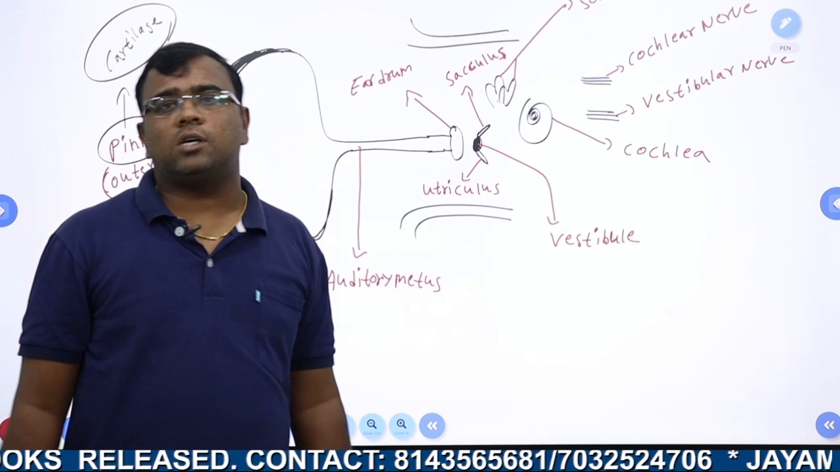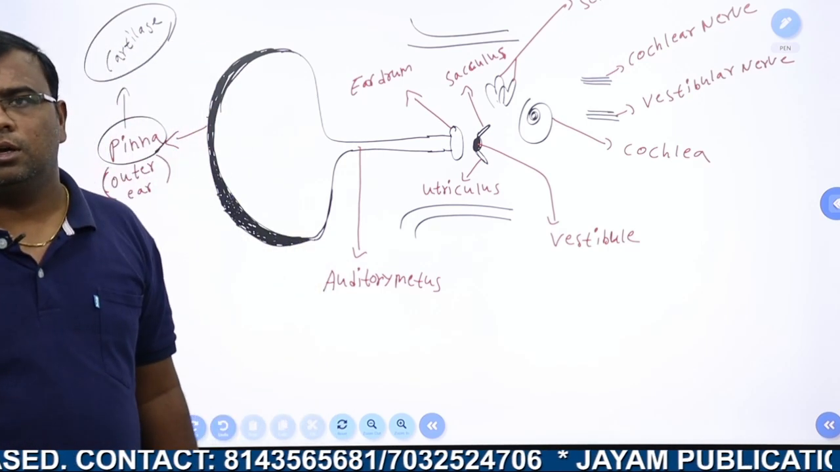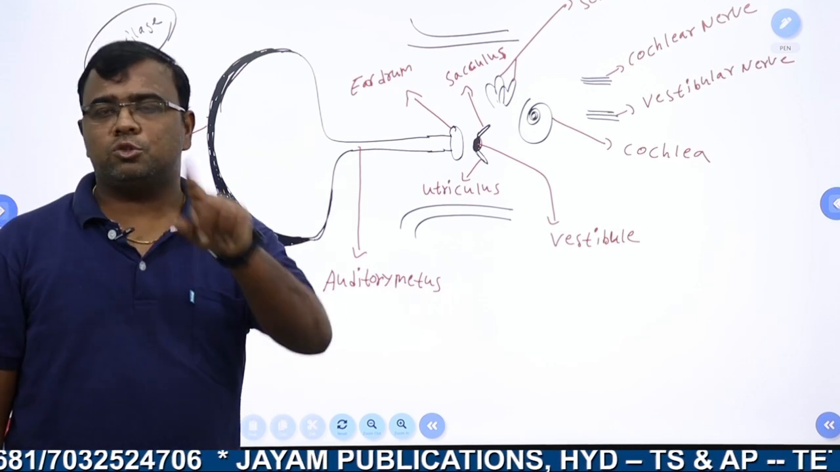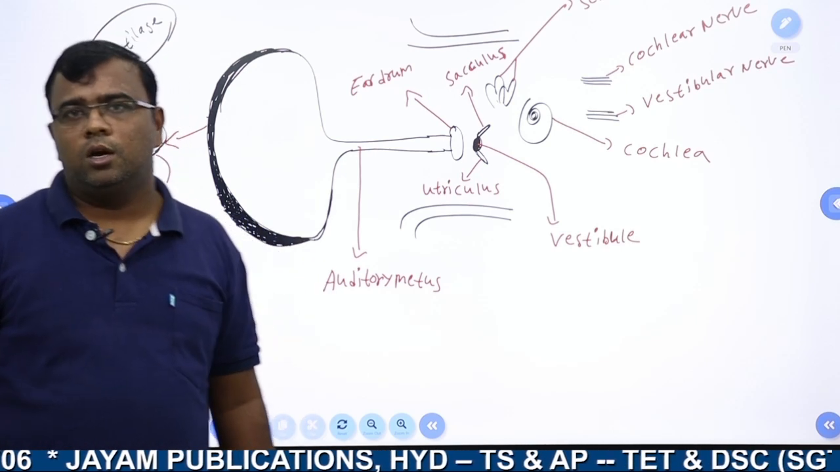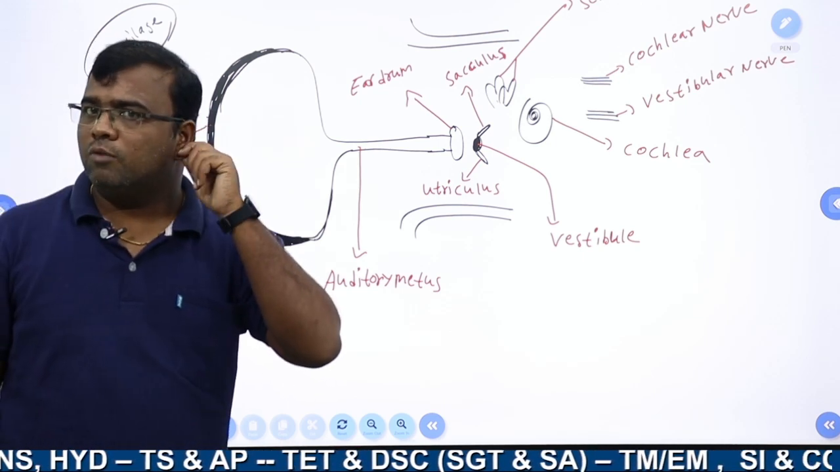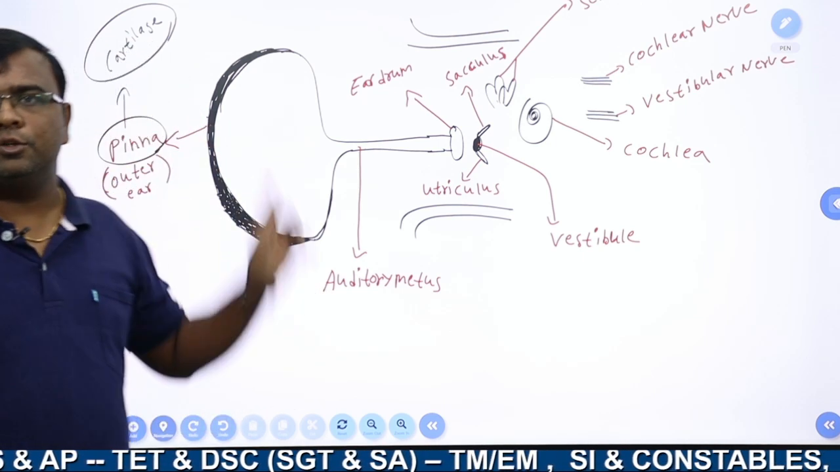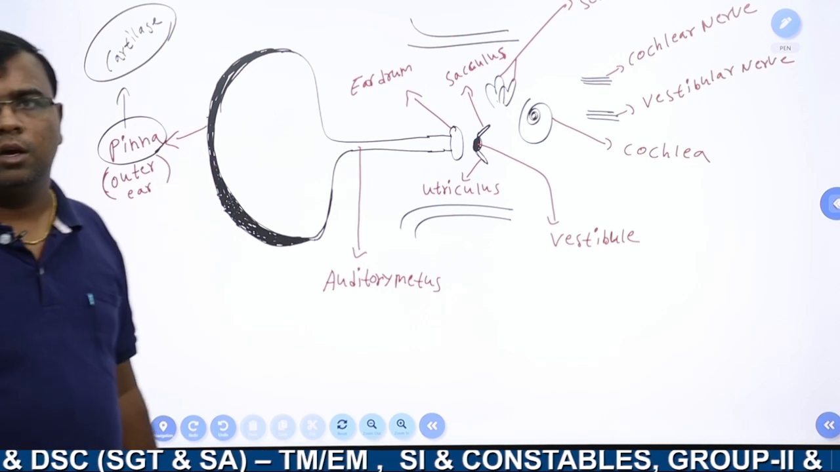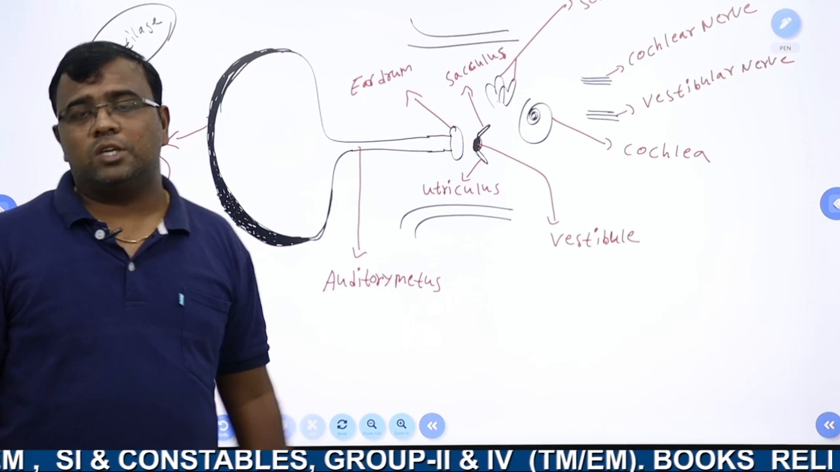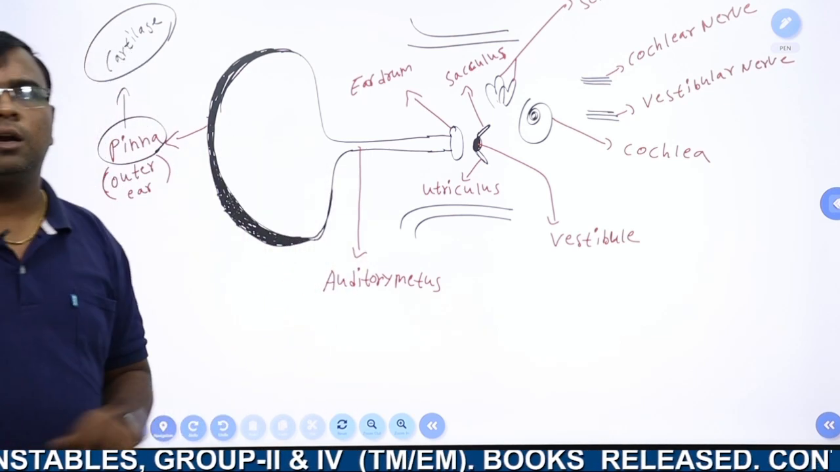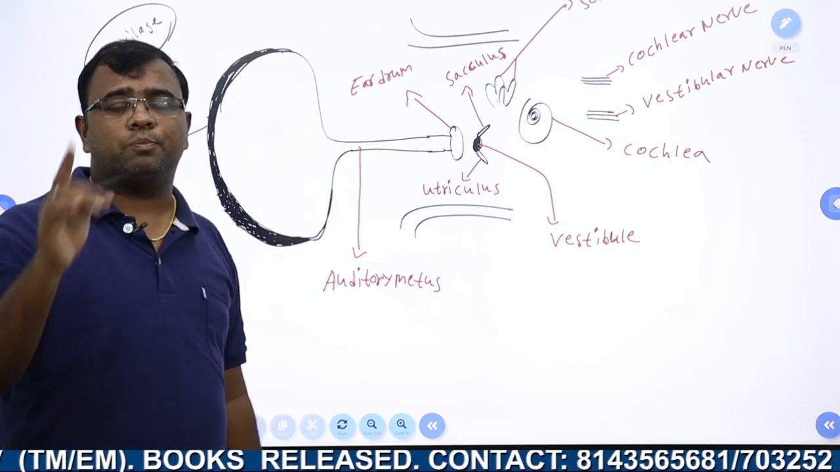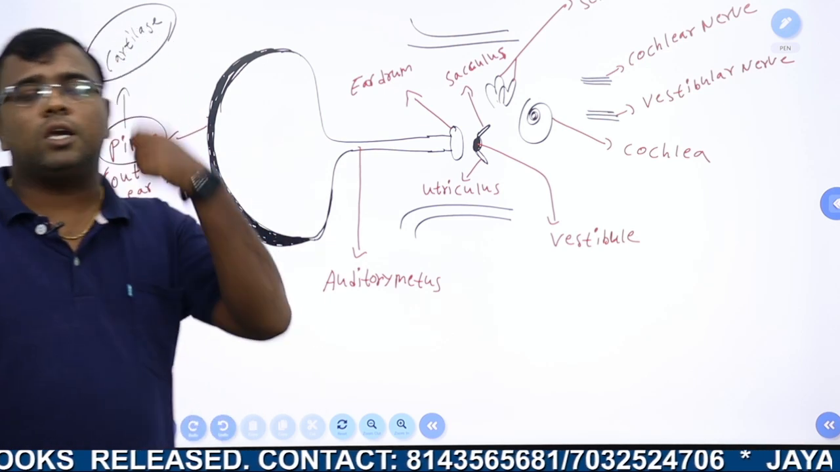Already I told you about cartilage. Inside the nose, one bone is present, that is cartilage. Outside, in the ear, one bone is present, that is cartilage. Cartilage is the softest bone in the human body. It is present in the nose and ears also.